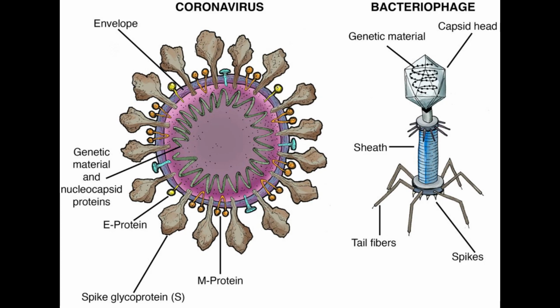Human herpes virus 8, HHV-8, the route of transmission is sexual contact. Clinical significance: causes Kaposi sarcoma, a neoplasm of endothelial cells, common in HIV and AIDS patients, as well as transplant recipients.